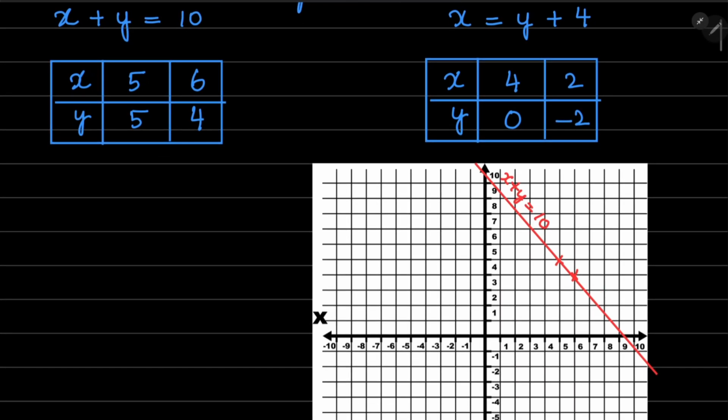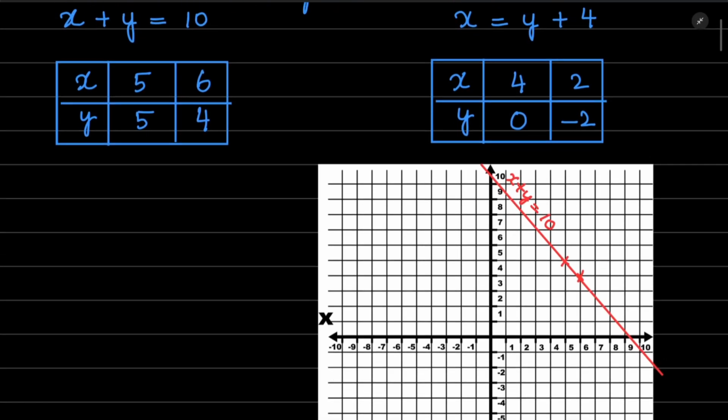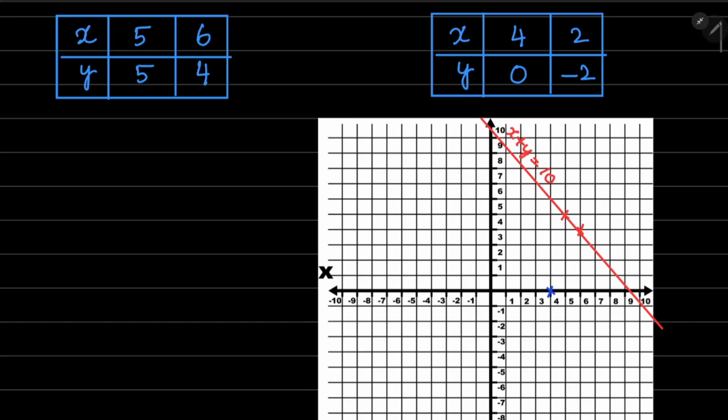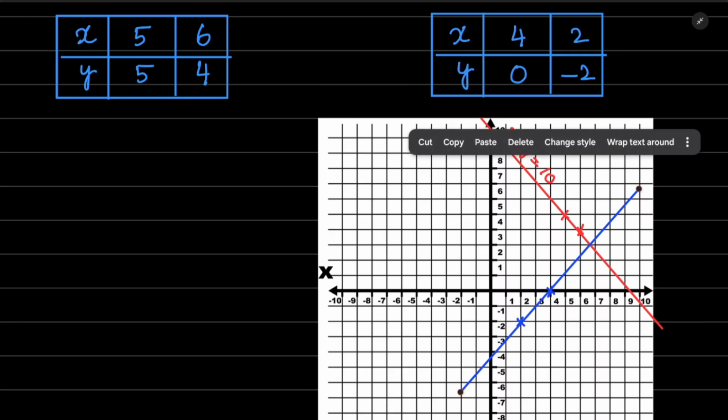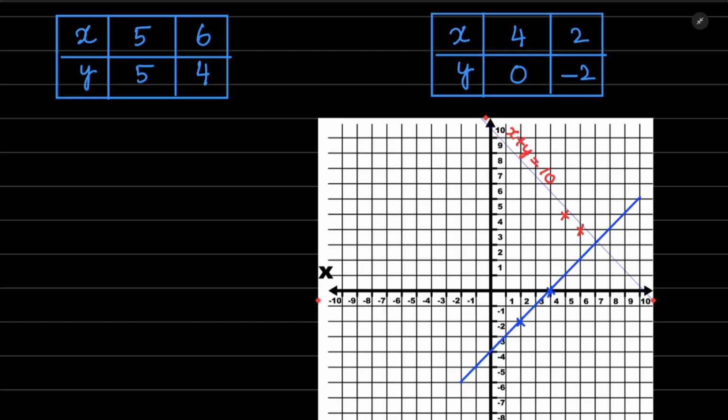Now let's go on to the second equation, that is x equal to y plus 4. 4 comma 0 is the first point. So here it is 4 comma 0 and 2 comma minus 2. So 2 comma minus 2 is here. Let's draw a straight line joining the 2 points. This is the straight line joining the 2 points. Let me just make it proper and more accurate.